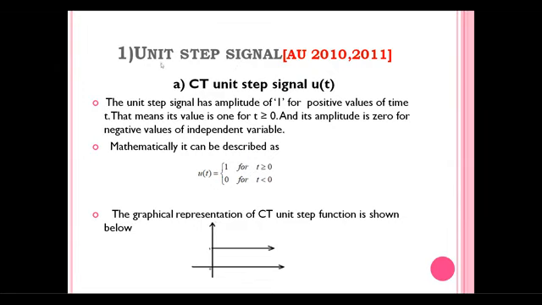So the first one, the unit step signal. For each standard signal there are 2 types: one is the continuous time unit step signal, another is the discrete time unit step signal. The unit step is denoted as u of t. This is the standard notation for this standard signal. Unit impulse is del of t. Ramp is r of t. Sinusoidal is sin omega t. These are all the standard notations.